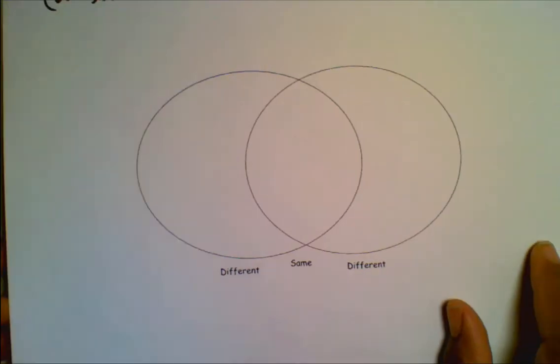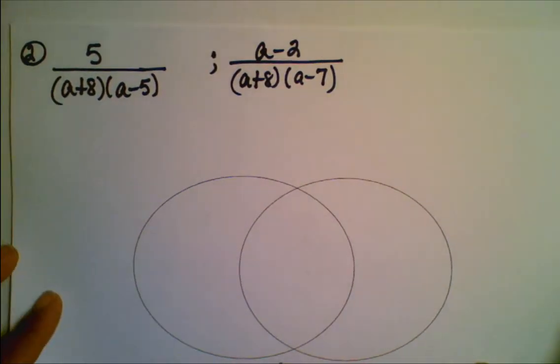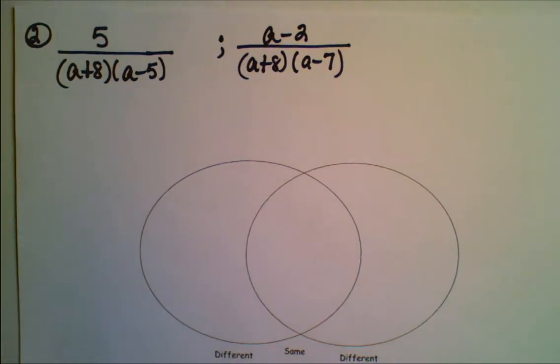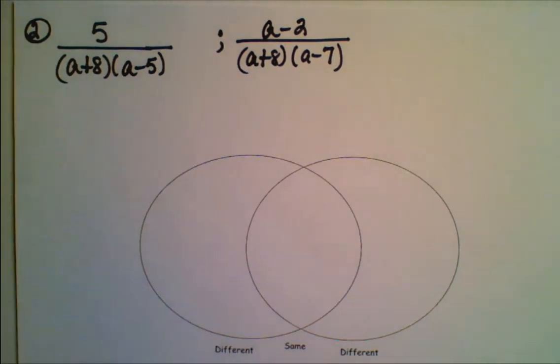Example 2. Now, because we're dealing with rational expressions, our denominators could be a binomial, a trinomial, a polynomial of 4 terms. So sometimes we may have binomials as our LCD. So question 2, we have 5 over a plus 8 times a minus 5, and then the second fraction, a minus 2 over a plus 8 times a minus 7.